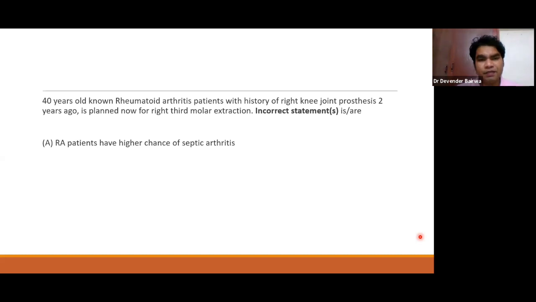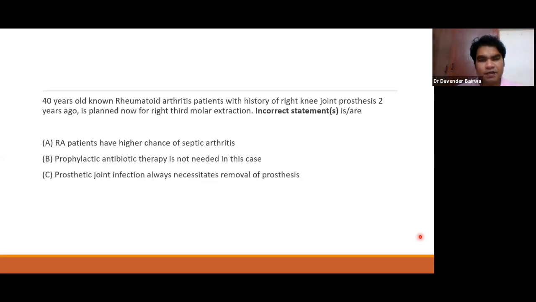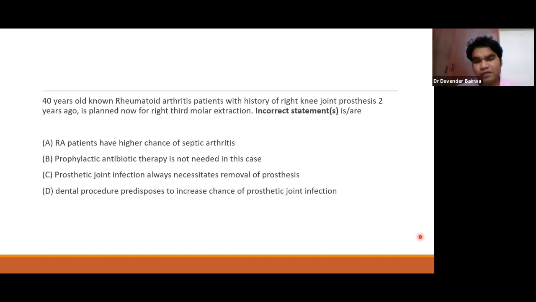A, RA patients have a higher chance of septic arthritis. B, prophylactic antibiotic therapy is not needed in this case. C, prosthetic joint infection always necessitates removal of the prosthesis. Or D, dental procedure predisposes to an increased chance of prosthetic joint infection. As we go through our presentation, we will get to know the answers to these questions. So let's focus on that.